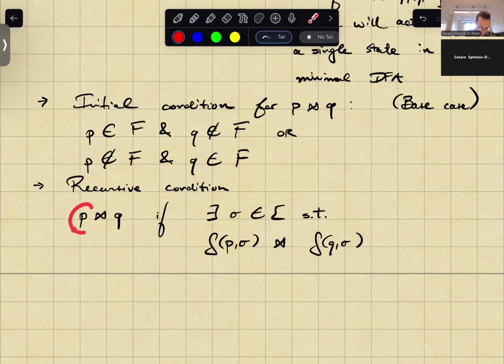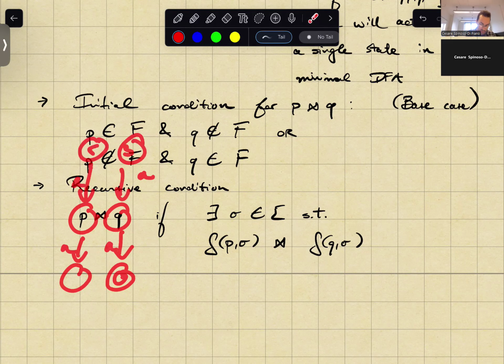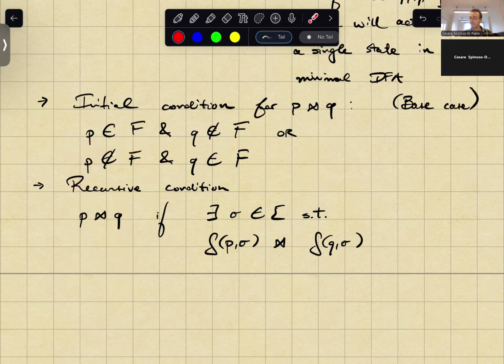So for instance, if you had a case like this, then now you know that P and Q are distinguishable. So that means that if I read an A from the states R and S, well, R and S will go to P and Q, which are now distinguishable. So the distinguishability sort of bubbles up to other states that are connected in this way. Okay, so that's the general idea as a reminder.